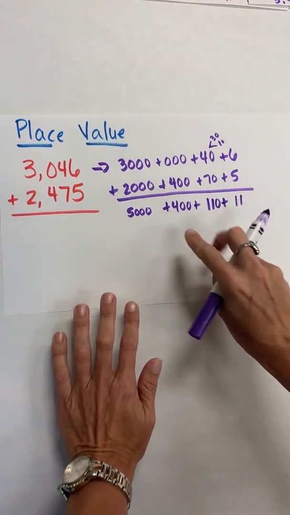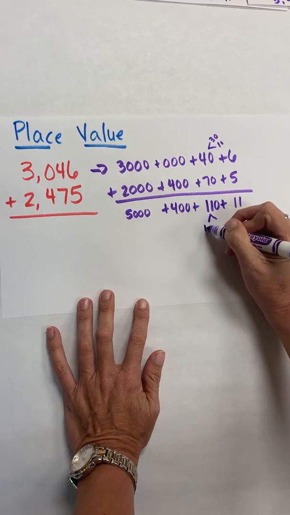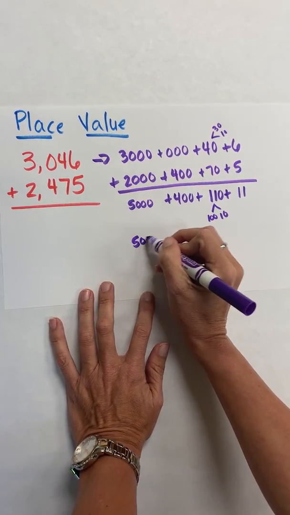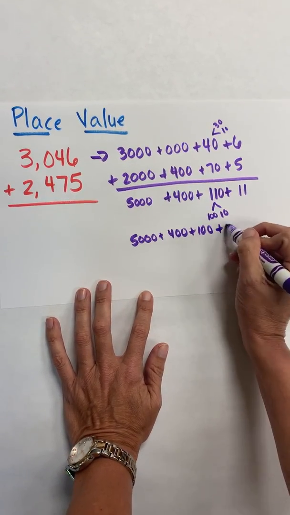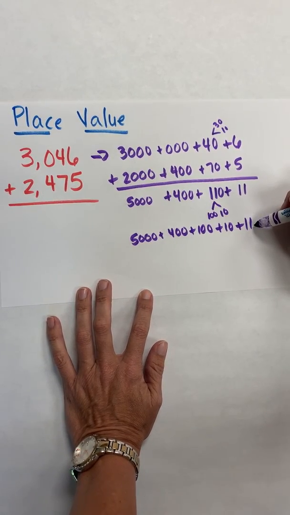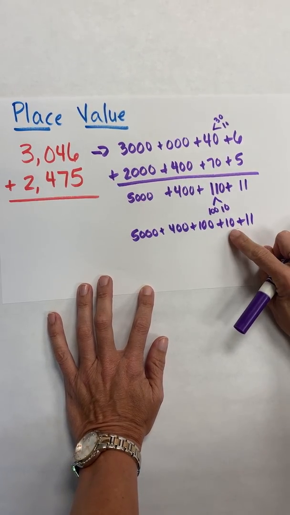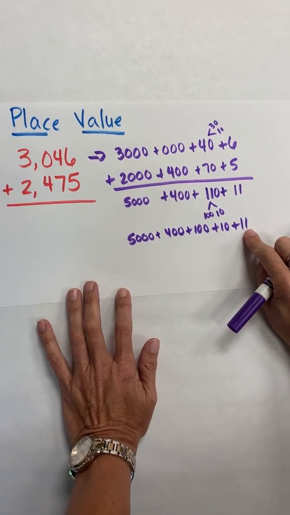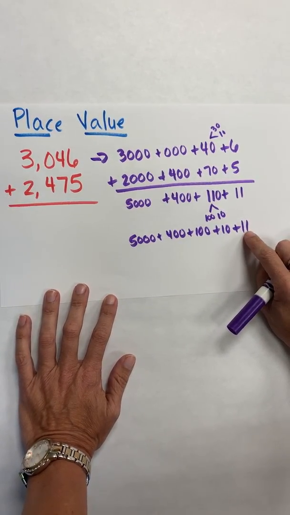Now, I need to look at combining this, but first of all, I can see that I've got 110 here. It may help for students to decompose that into 100 plus 10. So then I have 5,000 plus 400 plus 100 plus 10 plus 11. You can decompose 11 into 10 and 1, but most students have been adding numbers with a multiple of 10 since about first or second grade. So they should be able to handle that. But if you feel like they need to, you can definitely show them how to break that down.